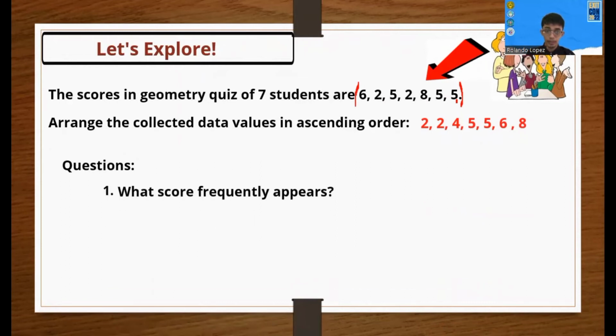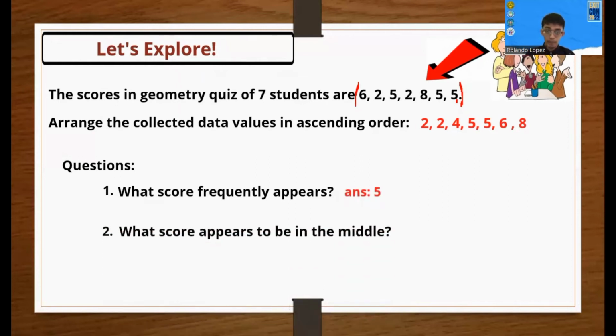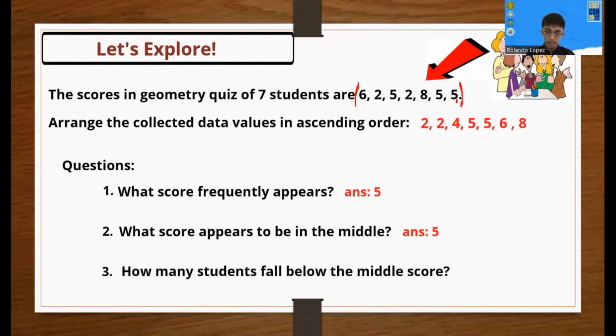So we have here questions. First, what score frequently appears? Yes, correct. 5 frequently appears in the data. How about this? What score appears to be in the middle? Yes, correct. 5 appears to be in the middle. How many students fall below the middle score? Yes, correct. 3 falls below the middle score.